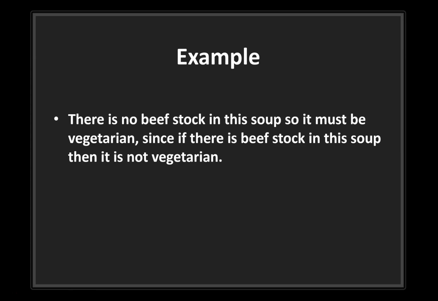There is no beef stock in this soup, so it must be vegetarian, since if there is beef stock in this soup, then it is not vegetarian. Okay, so this one's scrambled. First, find your indicators to unscramble. You got an indicator here and an indicator here. This is a conclusion indicator. This is a premise indicator, right? So your conclusion is it must be vegetarian. And then your premise is the if-then statement and the other statement, right? Always 2 premises and 1 conclusion.